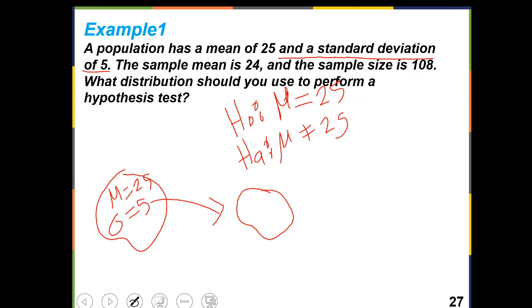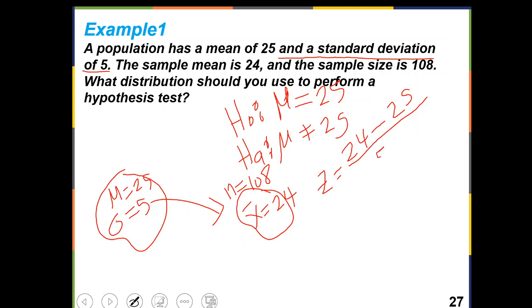The sample mean is 24 and the sample size is 108. So n is 108 and x bar is 24. Now we can easily do the testing. We can take that 24 and convert it to z. That would be 24 minus 25 divided by what? 5 divided by the square root of 108.